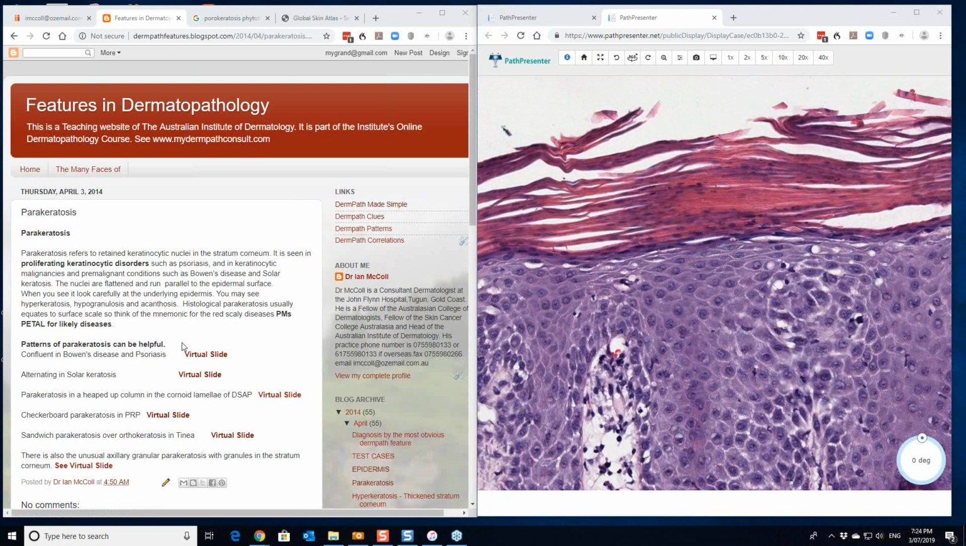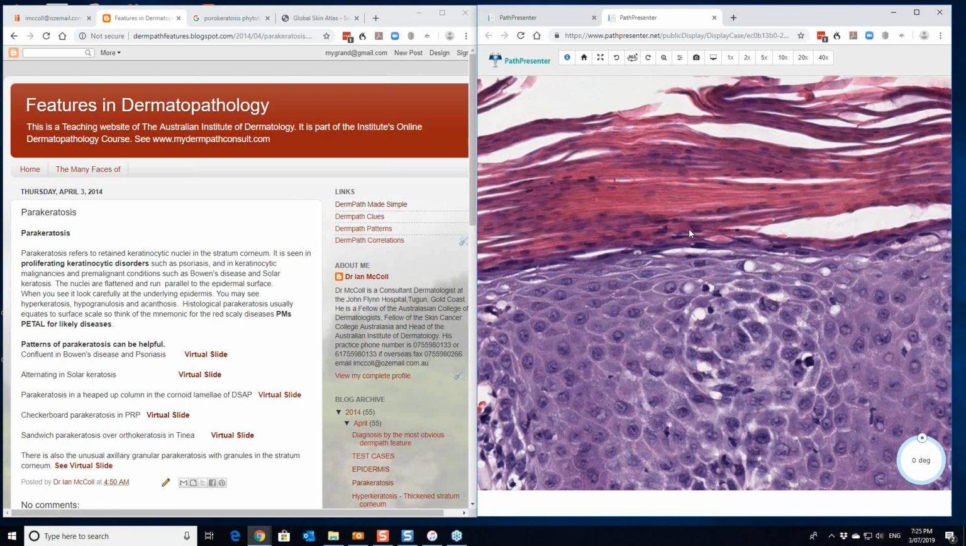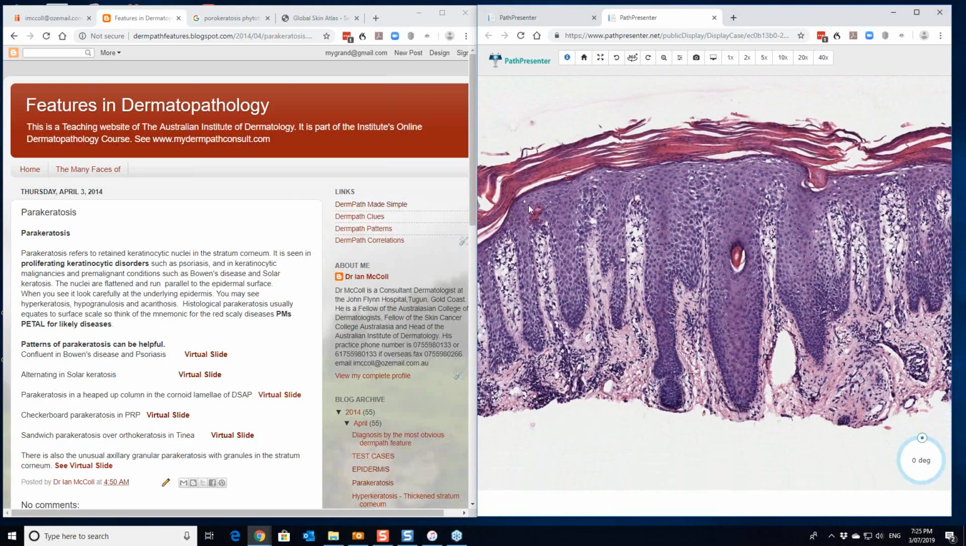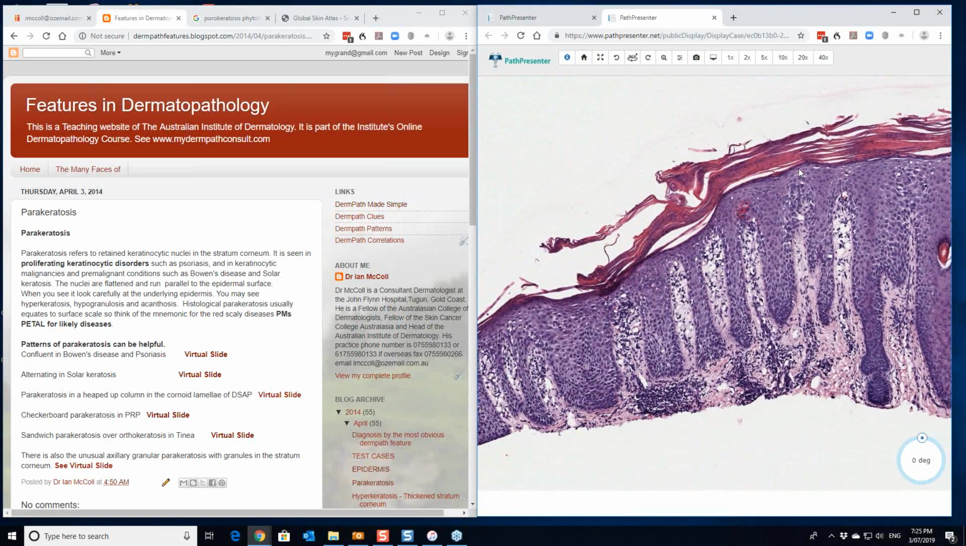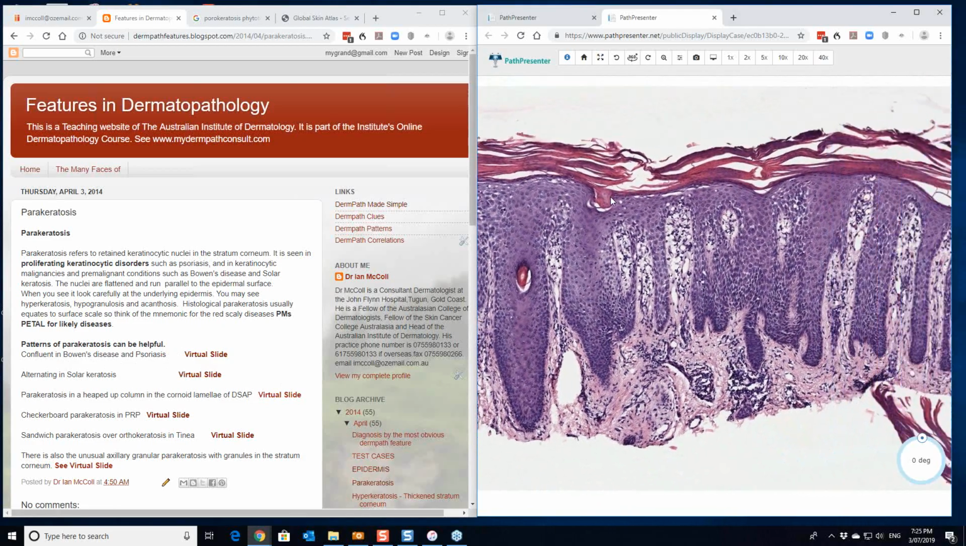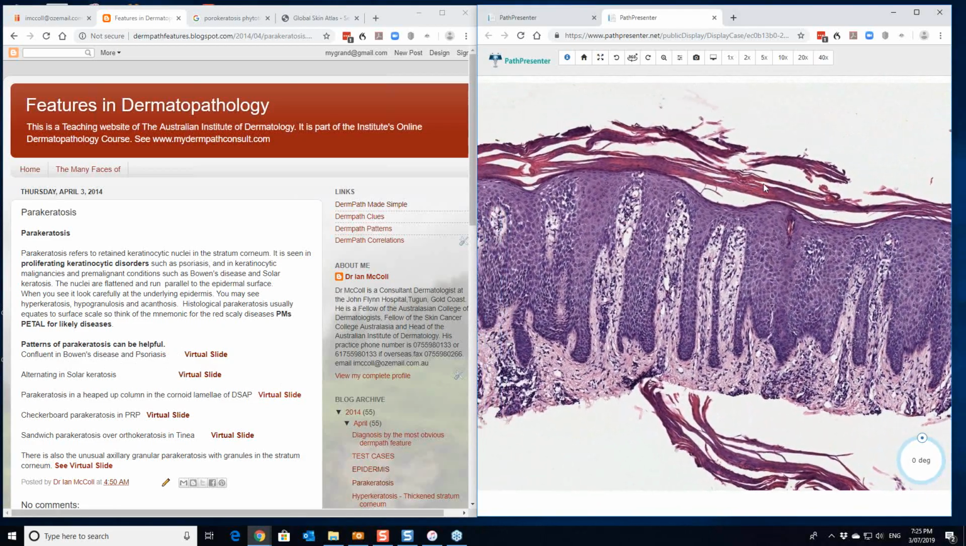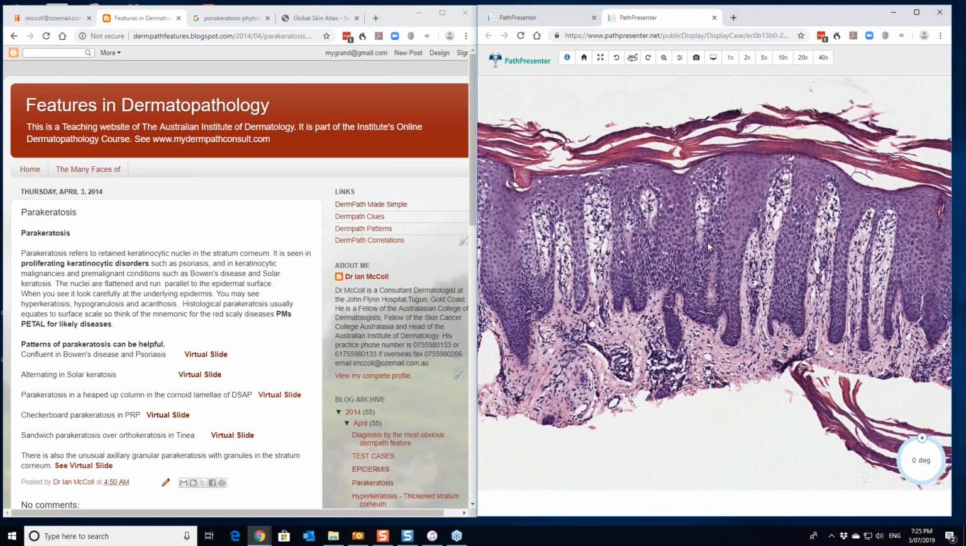Now, we've commented down there that sometimes the pattern of parakeratosis can be helpful. And it's certainly confluent in Bowen's disease, as we showed there, and in this case of psoriasis. That's confluent right along the surface of the specimen here. All parakeratosis and virtually absent stratum granulosum. Same sort of thing in Bowen's disease. Then we've said here in solar keratosis, the parakeratosis is often alternating. In other words, you may have an area of orthokeratosis and an area of parakeratosis.